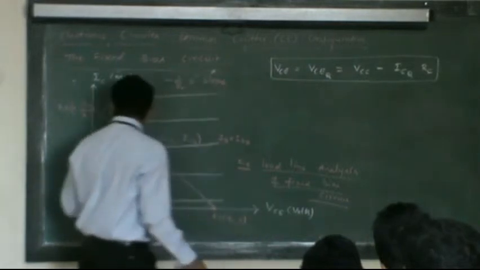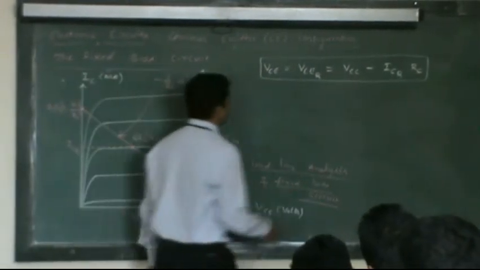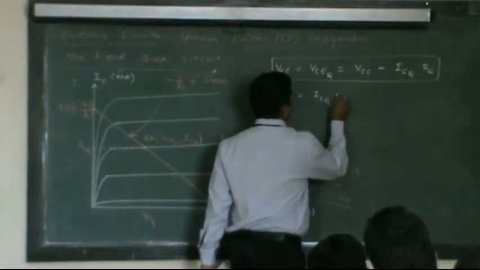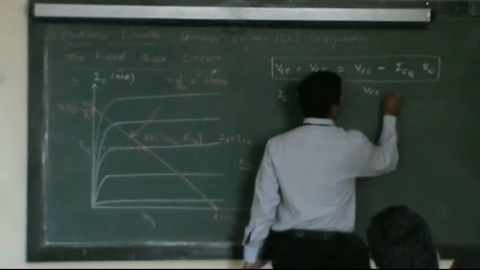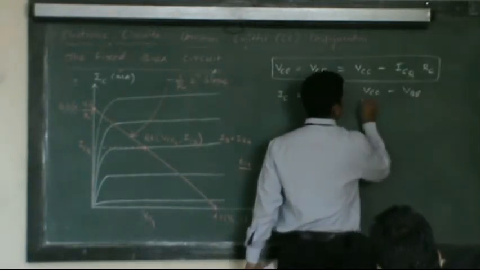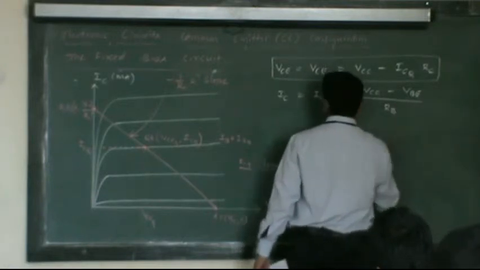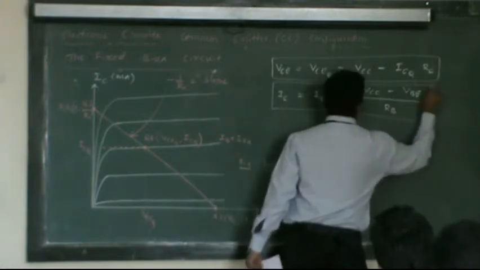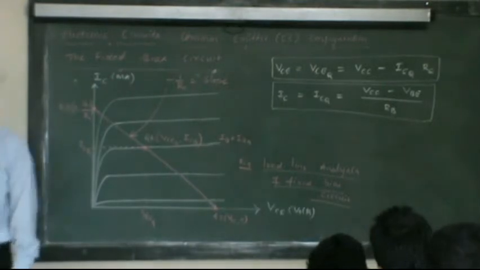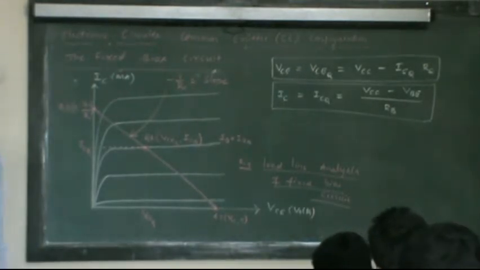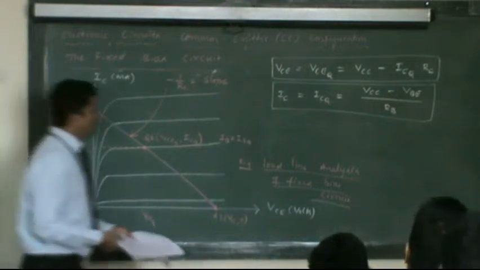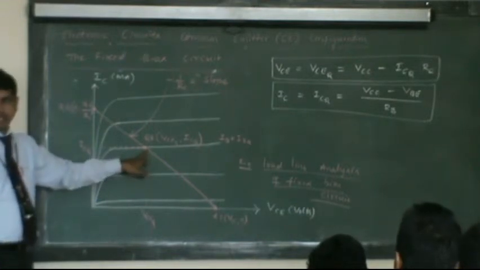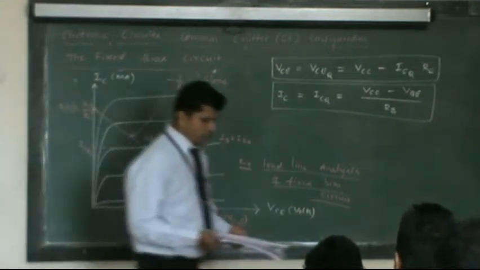How do you obtain the expression for ICQ? You see that already equation number 1, which you obtained, IC, which we now label ICQ, is equal to VCC minus VBE divided by RB. This is an exact equation. You have not simplified this equation. So these two equations you must remember because these two equations represent the operating point. From these equations only you obtain the load line. Finally, we got the operating point. Any questions here?